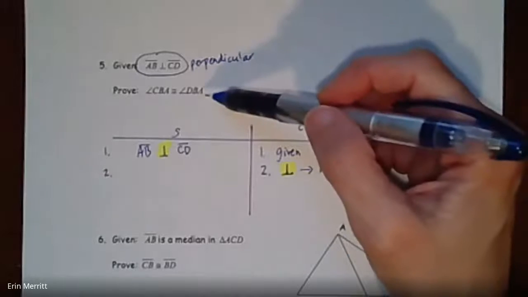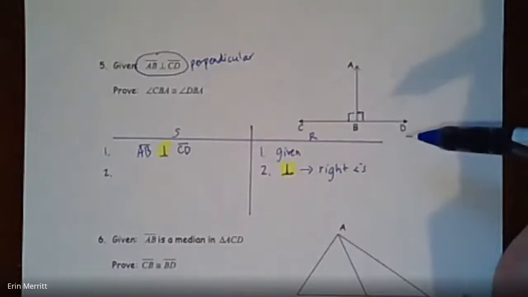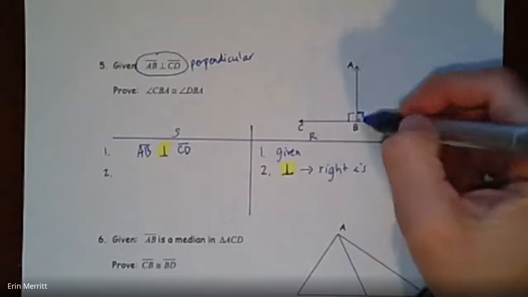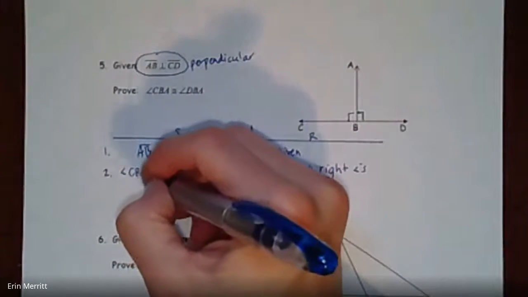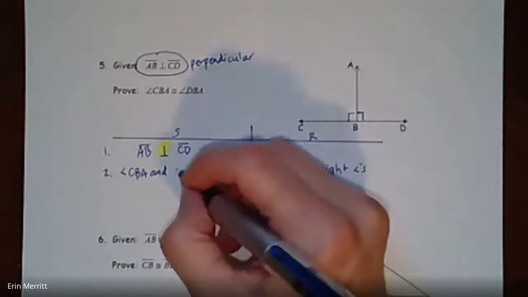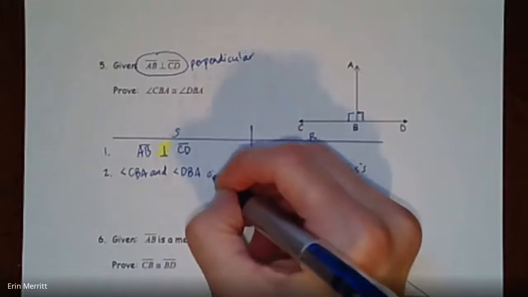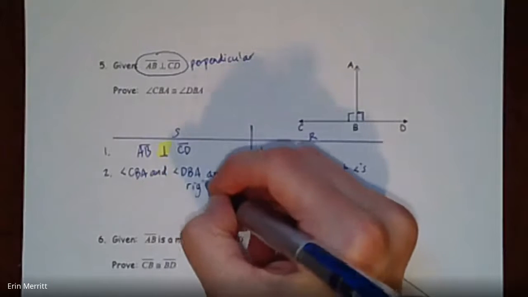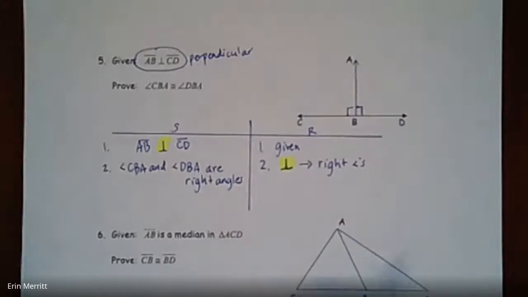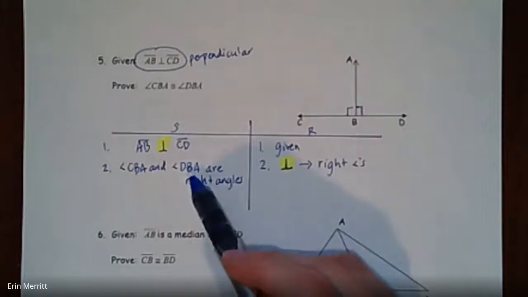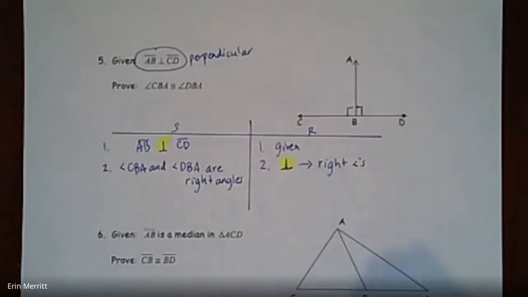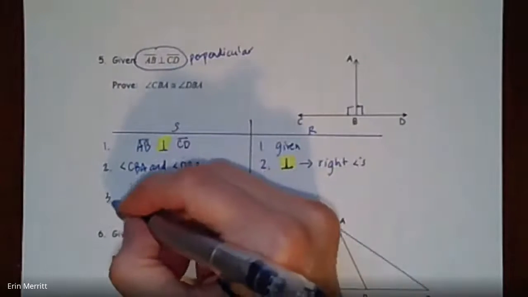So because here they're using the letters, let's use the letters versus putting in the numbers like 1 and 2. So I'm going to say that angle CBA and angle DBA are right angles. So make sure you read it and it makes sense, that angle CBA and DBA are right angles because perpendicular implies that we should have right angles. There we go. All right.